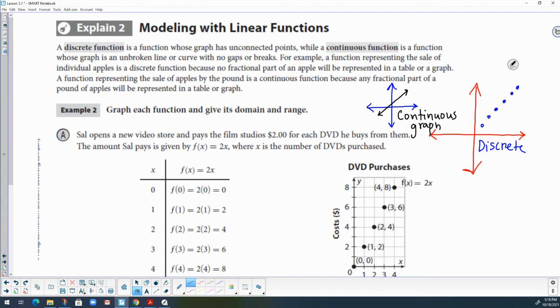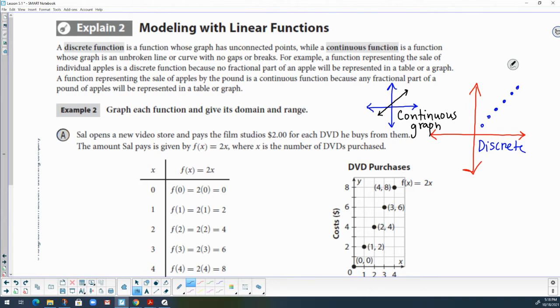Now a function represents the sale of apples by the pound. If I want to buy 3.5 pounds of apples, I could do that. If I wanted to buy 4 pounds of apples, I can still do that. But the result can be a fractional part. So if I get 6 apples and maybe they weigh 2.5 pounds or 2.25 pounds, that would be a continuous graph.